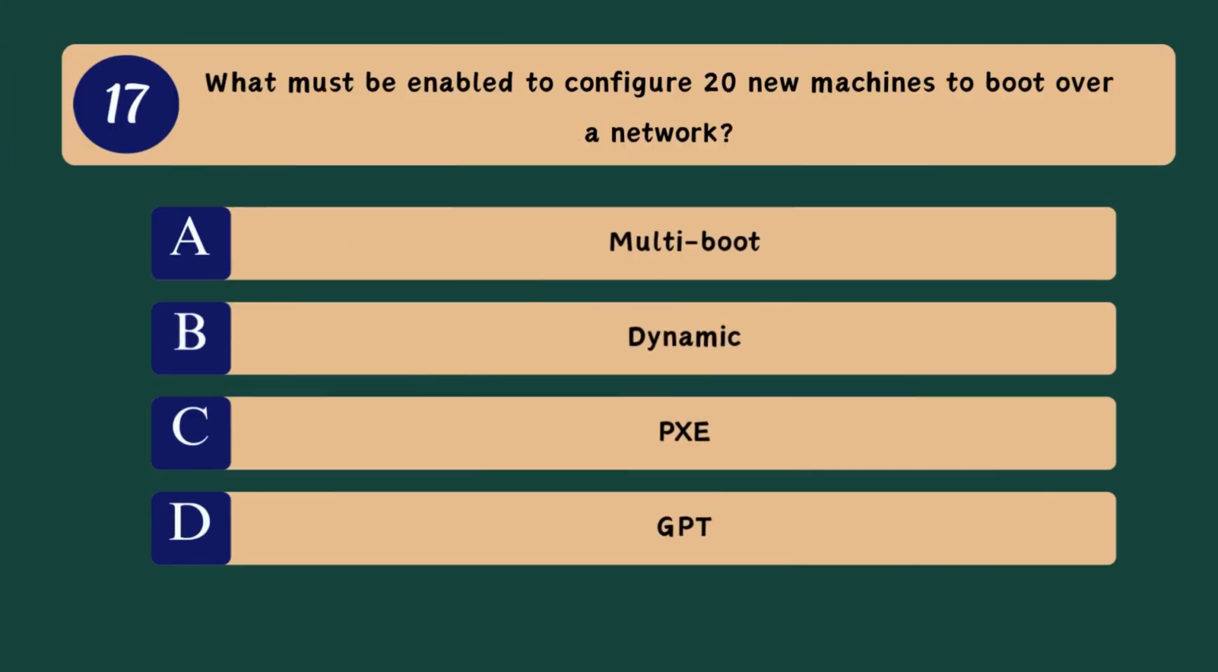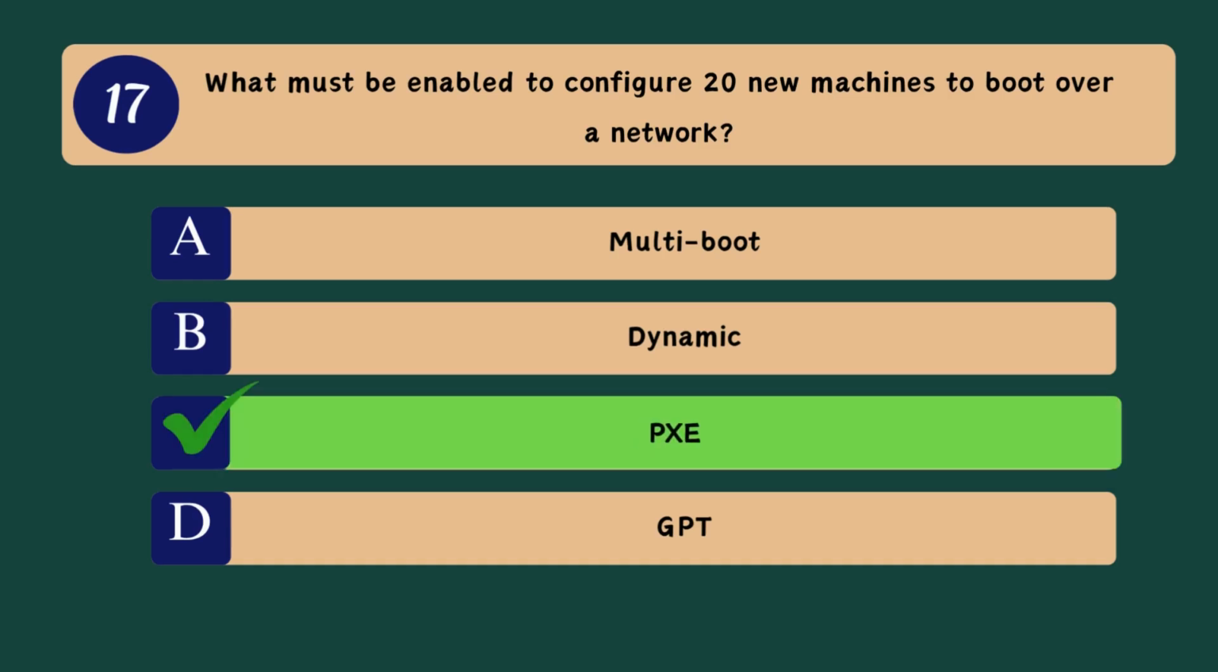Question 17. What must be enabled to configure 20 new machines to boot over a network? A. Multi-boot. B. Dynamic. C. PXE. D. GPT.